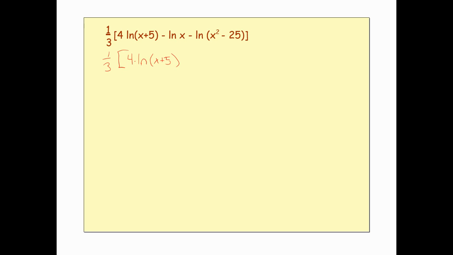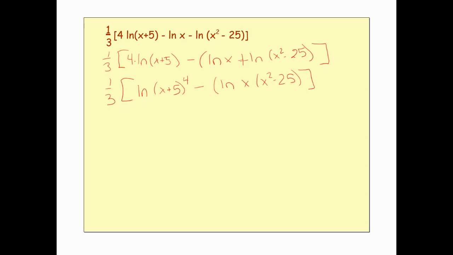Again, you can kind of do this in any order you want. I'm tackling what's more difficult first. So I'm subtracting the whole quantity, natural log of x plus the natural log of x squared minus 25, square bracket. Now I'm going to use my power property. So I have 1/3, square bracket, natural log of (x plus 5) to the 4th minus, and now I'll condense with my product property, the natural log of x times (x squared minus 25).